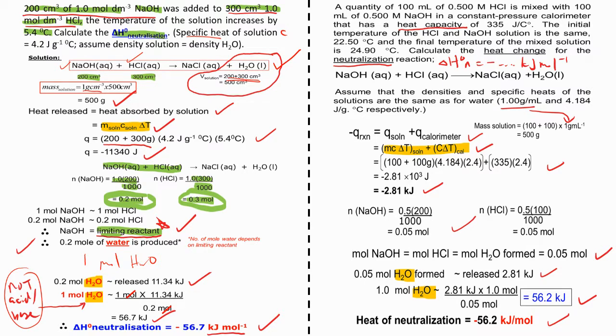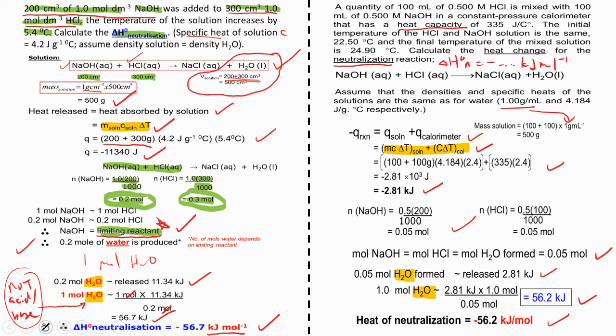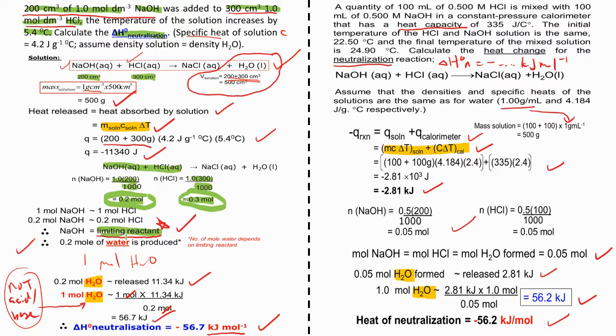Therefore we need to find the limiting reactant. Only then will we know the number of moles of water produced. We find the number of moles of the limiting reactant, and then we also get the number of moles of water produced, and then you do the stoichiometry. Remember to use H2O. Then you get your answer. Because this is heat of neutralization, heat released is negative, and the unit must be kilojoule per mole.